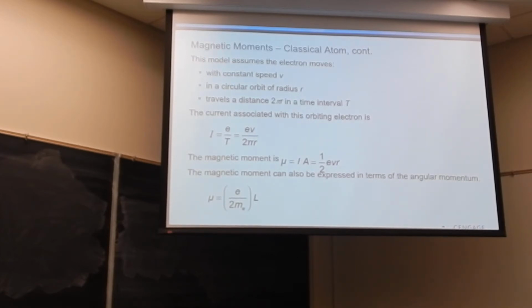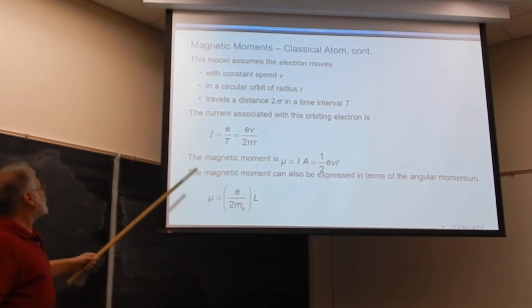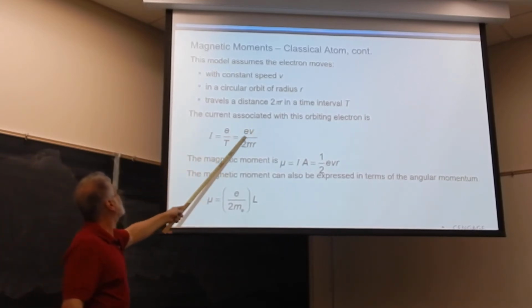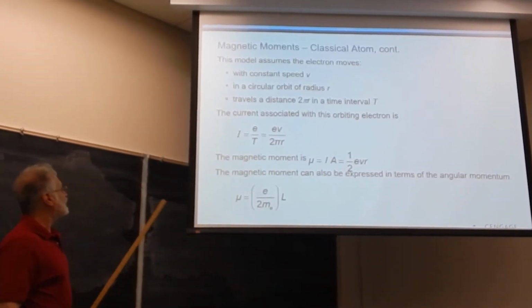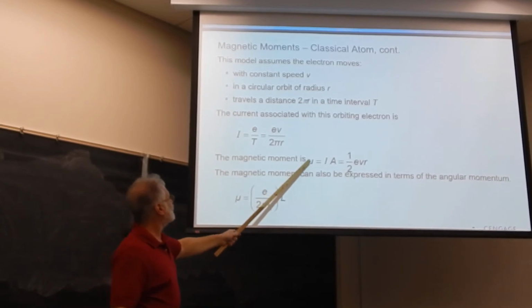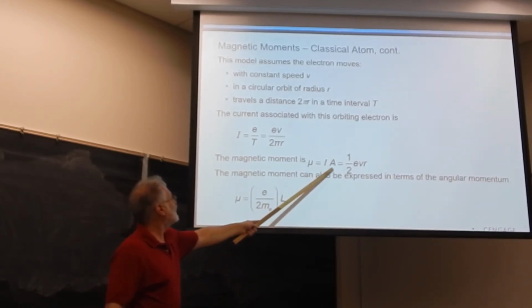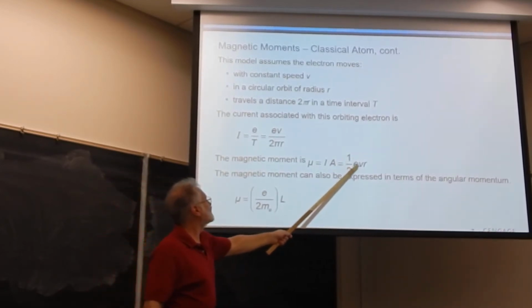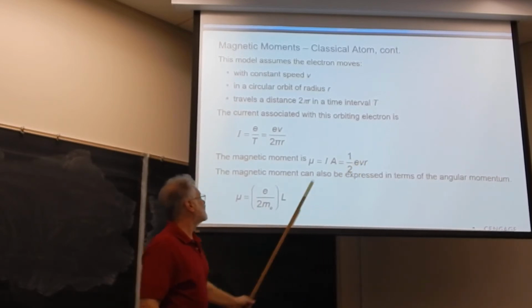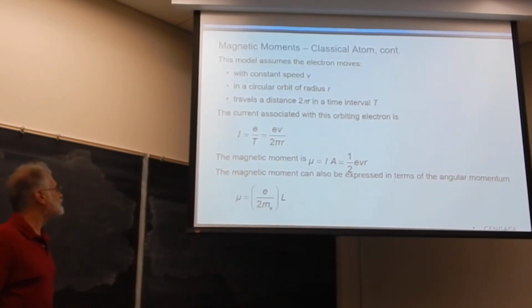Again, it's a simple model because we're assuming the electron moves with a constant speed in a constant circular orbit of radius r, and travels a distance 2 pi r in some time interval t. So the current is just the charge times the velocity of the charge divided by 2 pi r. That being the case, we can write mu, the magnetic moment, as current times area. I can also write that as 1/2 times e times the velocity, or the speed, times the radius of the motion.